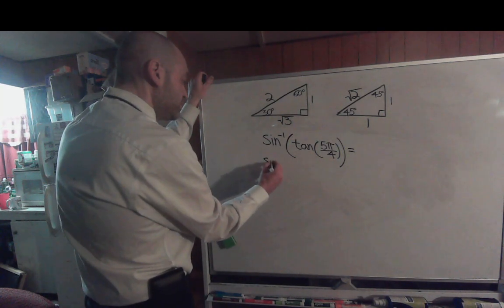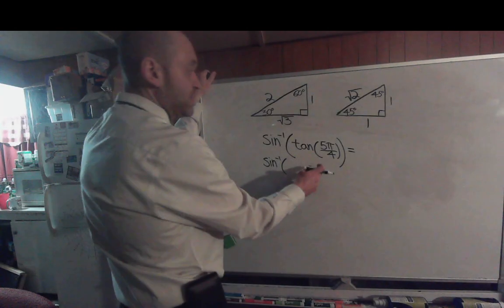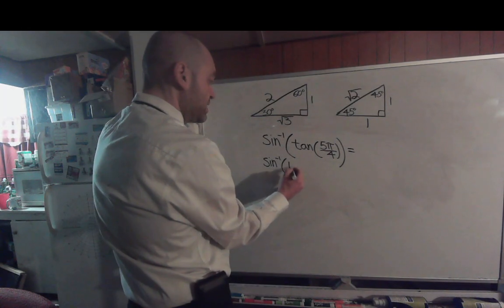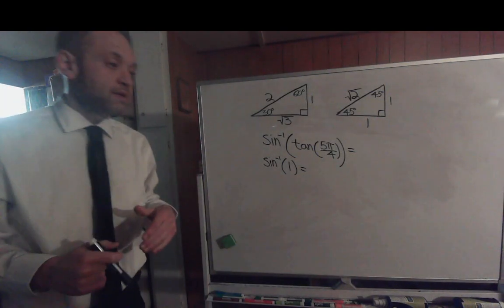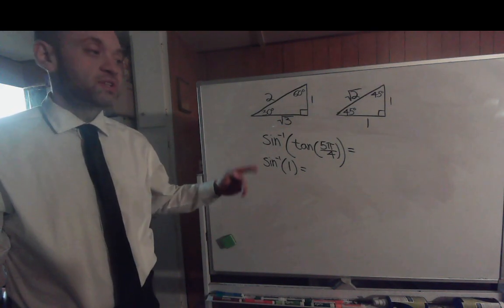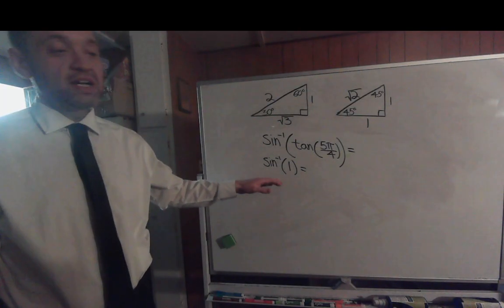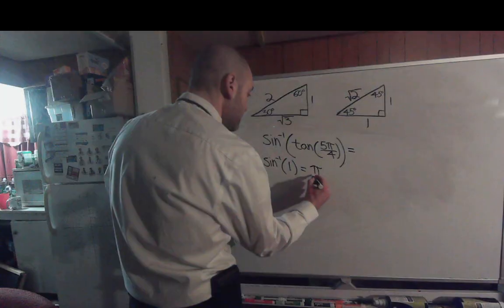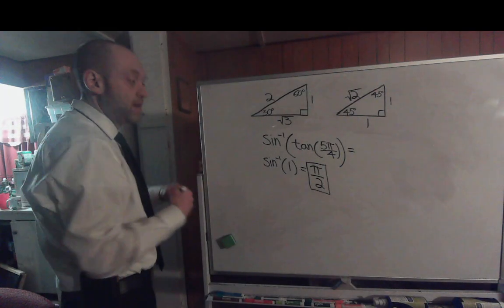That would end up giving you the sine inverse of what is the tangent of 5 pi over 4? That's going to end up being 1. So that gives you the inverse sine of 1. Now, what is the range of the sine inverse function? That's negative pi over 2 inclusive to pi over 2 inclusive. And the sine inverse of 1 in this case would be positive pi over 2. So the answer to this would in fact be pi over 2.